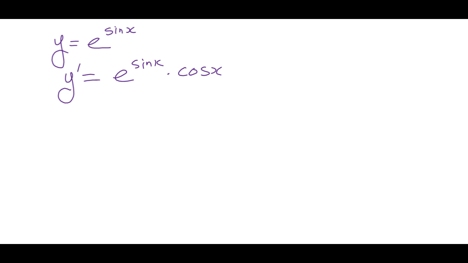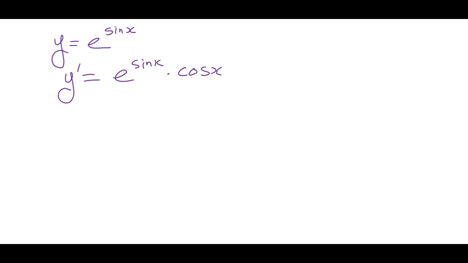Wait, how did you do cos x one? Sorry? The derivative of sine x. So it's the derivative of the outer function, which is e to the sine x, with respect to sine x, and the derivative of that is just e to the sine x, times the derivative of the inner function, which is sine x, and the derivative of sine x is cos x.